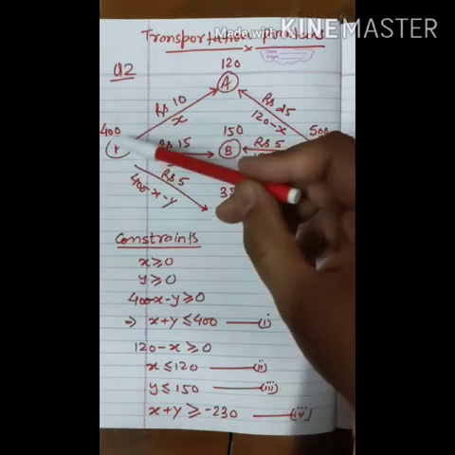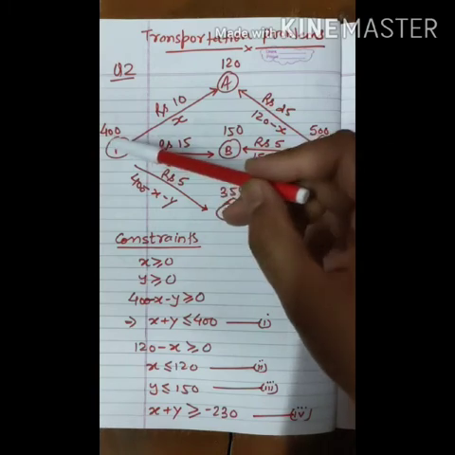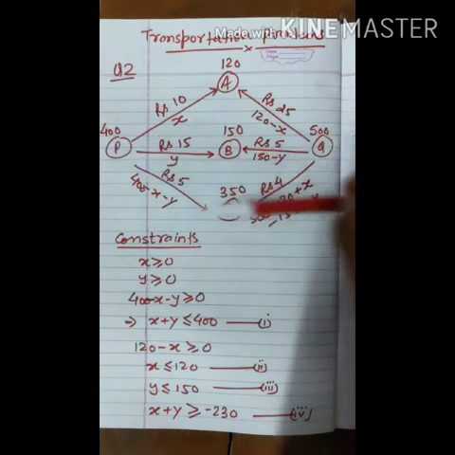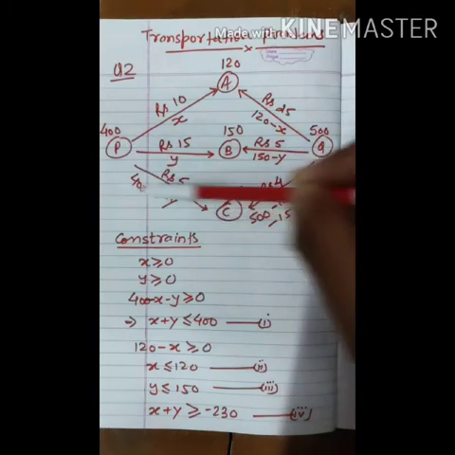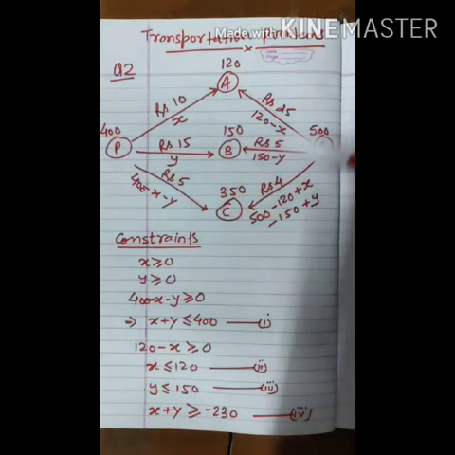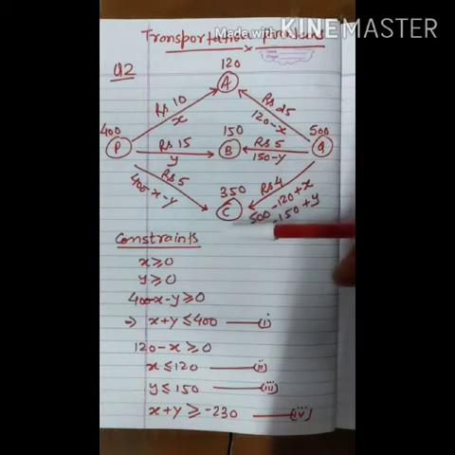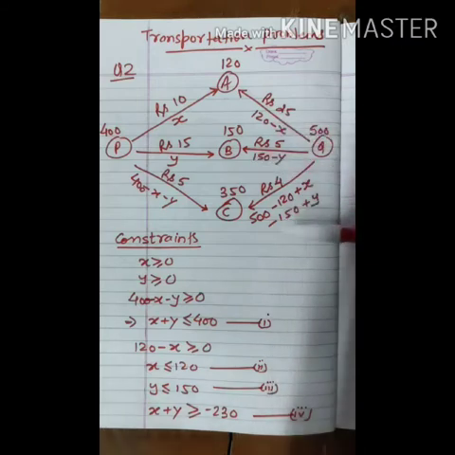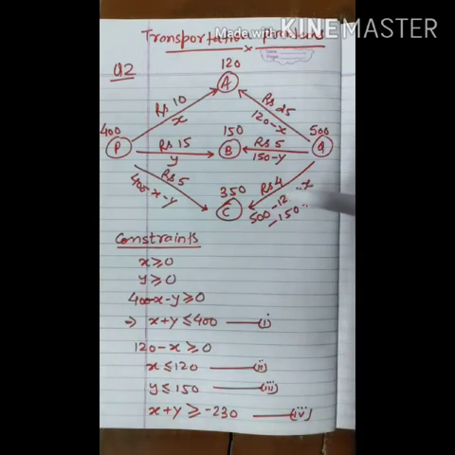Now the quantity left with P will be delivered to shop C, that is 400 minus X minus Y. Similarly, the quantity to be delivered to shop C from Q will be 500 minus 120 minus X minus 150 minus Y, in this way. So now we are in a position to form the constraints.